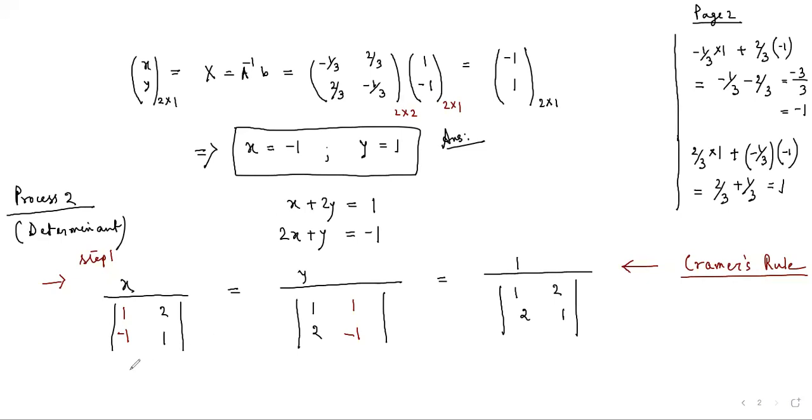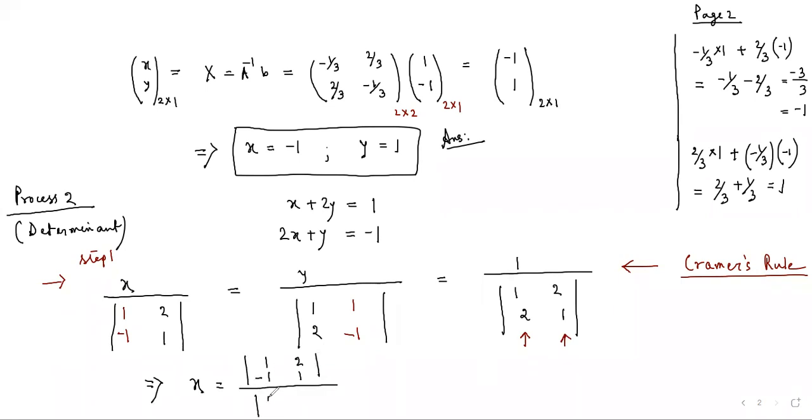Now, step number one, we do this kind of thing. We replace the column 1, 2 of this matrix by 1 minus 1, the right hand side. And here we replace this column 2, 1 by the right hand side. So we get ultimately this. And then from this type of equation, we can write x to be the determinant 1 minus 1, 2, 1.